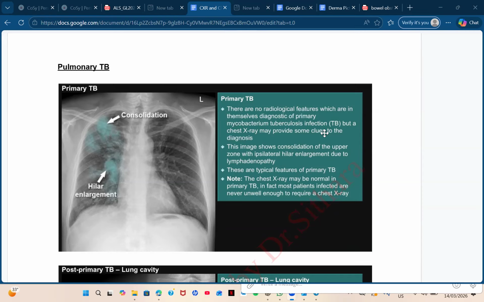These are not very specific, right? Because where can we see consolidation? We can see consolidation in pneumonia, right? And we can see hilar enlargement in sarcoidosis as well, right? They are not very specific, right, doctors? They are not very specific, but taken together with other features.